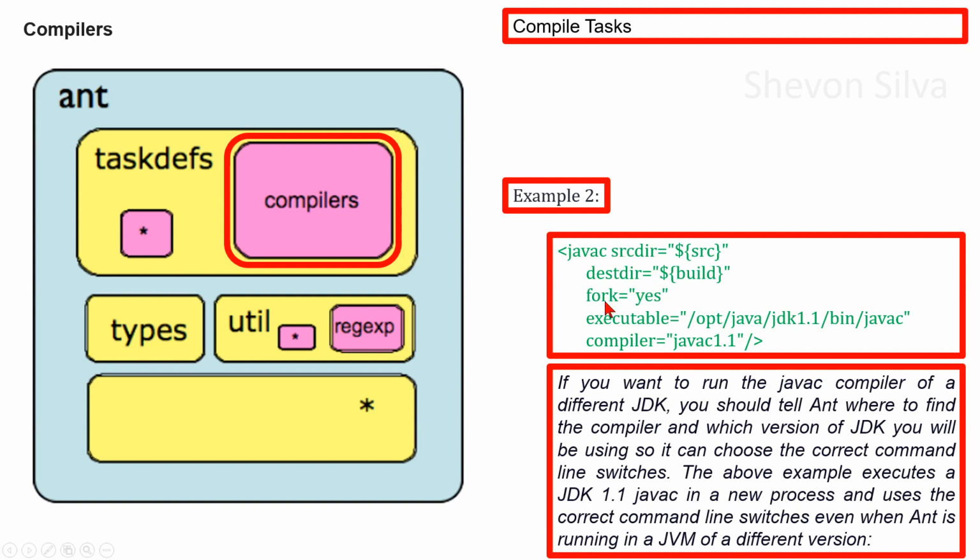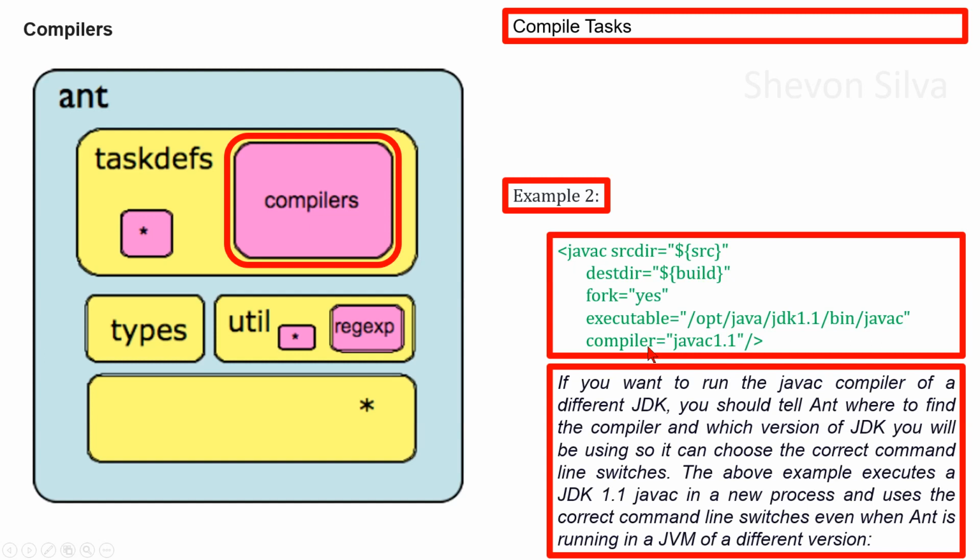Here you can see the fork attribute, whether to execute javac using the JDK compiler externally. Here you can see the executable attribute, complete path to the javac executable to use in case fork is yes. Since Ant 1.6, this attribute can also be used to specify the path to the executable when using JIKES, JVC, GCJ or SJ. Here you can see the compiler attribute, the compiler implementation to use.